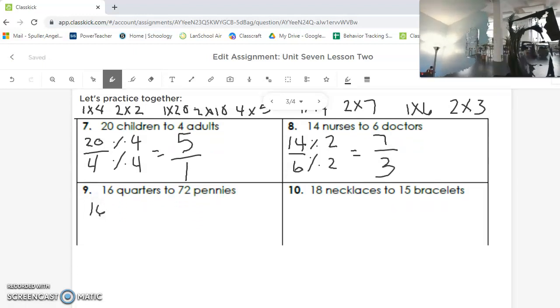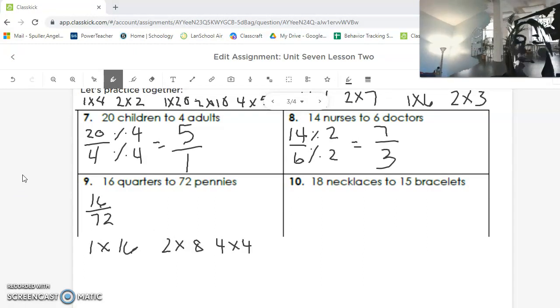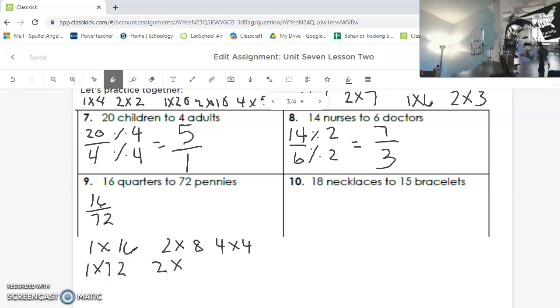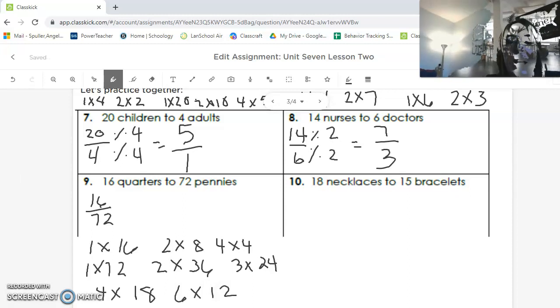Okay, 16 over 72. 16 is 1 times 16, 2 times 8, and 4 times 4. 72 is 1 times 72, 2 times 36. 3 would go in there, so 3 times 24. 4 goes in there, so 4 times 18. 5 wouldn't. 6 would go in there, 6 times 12. 7 can't. And then 8 times 9. Okay.